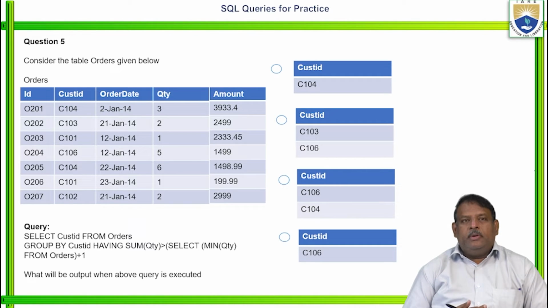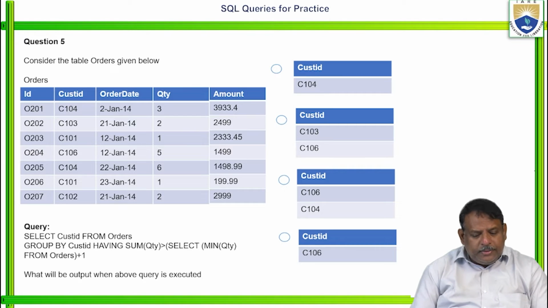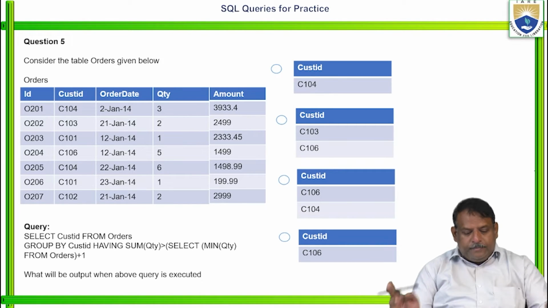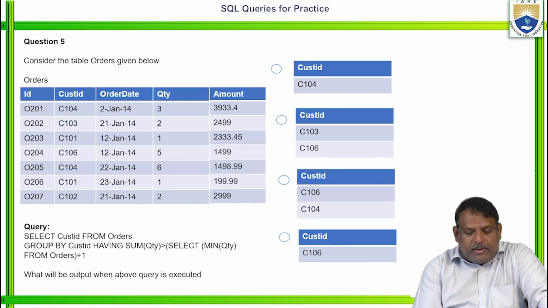An order table is given. Order ID, customer ID, order quantity, order date, and amount. So here we have a table given. Now again the question is very simple. Select customer ID from the orders table.